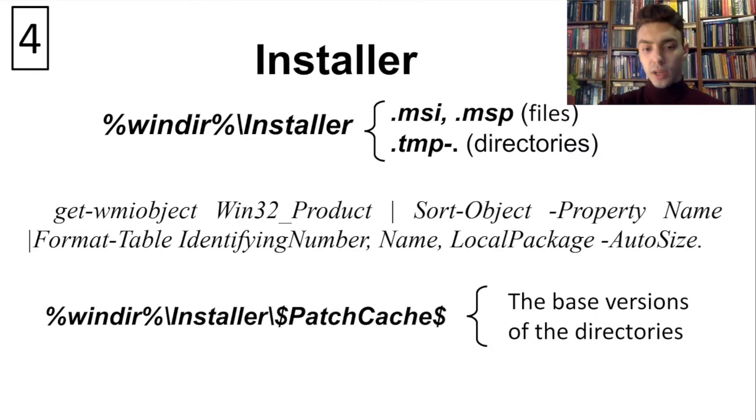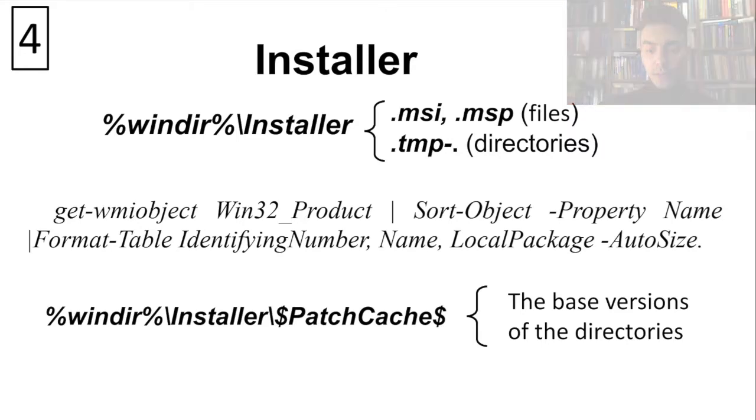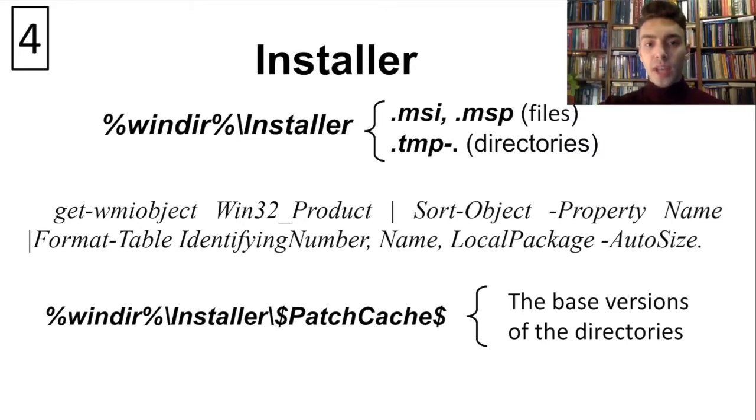The Windows operating system includes a list of the current installers and patches that can be accessed through WMI, called Windows Management Instrumentation. The PatchCache directory is special in this directory. The base version of the software, changing during the upgrade, is stored in it. The changes are made with MSP patches and help not to use the installer during the upgrade process. When the upgrade is finished, the PatchCache directory is no longer needed.